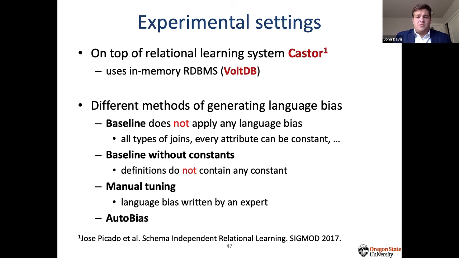Moving into our empirical results, we test our language bias over the Castor relational learning system, and we also compare it to other forms of language bias. The first baseline we establish is essentially contributing no language bias at all. This means that all join paths are possible and all attributes can be constants. The second baseline is very similar, except we eliminate all constants from consideration. Finally, we compare our results to that of syntactic bias written by an expert.